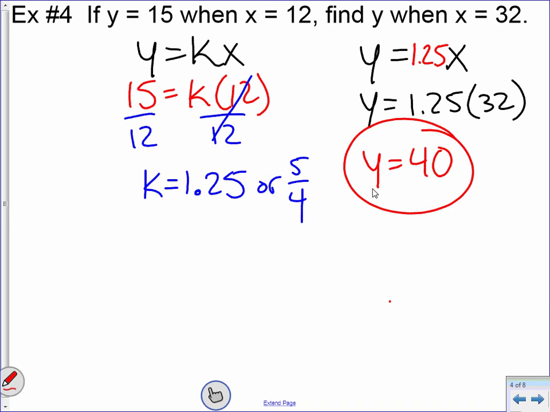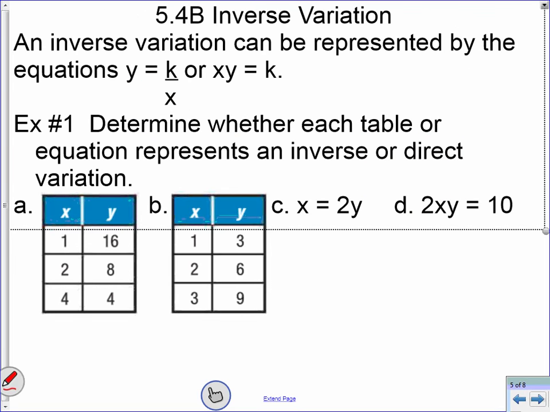Now let's take a look at the other type of variation, inverse variation. Now an inverse variation uses another formula, which is y equals k over x, or xy equals k. Basically, instead of with direct, as one number goes up, so does the other, or as x increases, so does y, or as x decreases, so does y. Here, as one goes up, the other goes down.